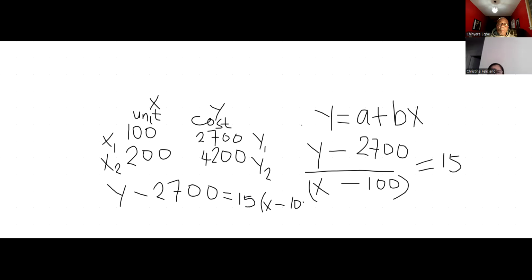Professor, you could have used either one, right? We could have used the 4,200 as well. Now, if you use the 4,200, what you will do is you say 4,200 minus y is equal to 15 times 200 minus x. One side must be a general thing. You get the same answer. Okay?